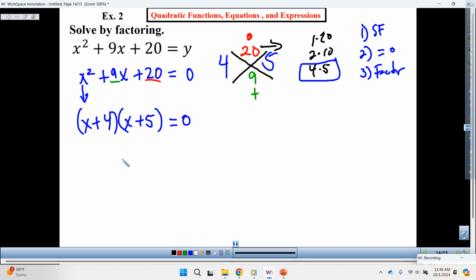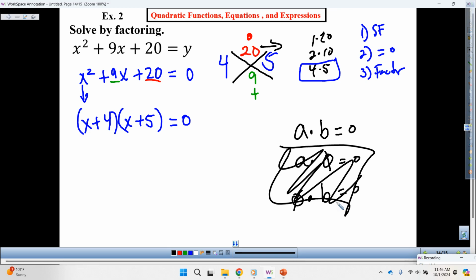Let me ask you a question. Look up. A times B equal to 0. A times what equal to 0? What could B be? 0. What if I said something times B equal to 0? What could A be? 0. So if A times B equal to 0, could A be 0? Could B be 0? Therefore, this times this equal to 0. So what could this be? A. And this one could be B, so therefore x plus 4 equal to 0, x plus 5 equal to 0. We set each one of those factors equal to 0 and solve.